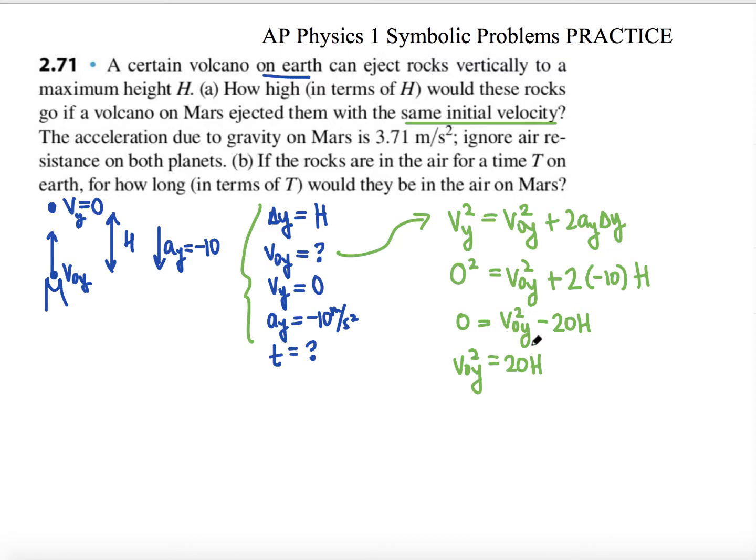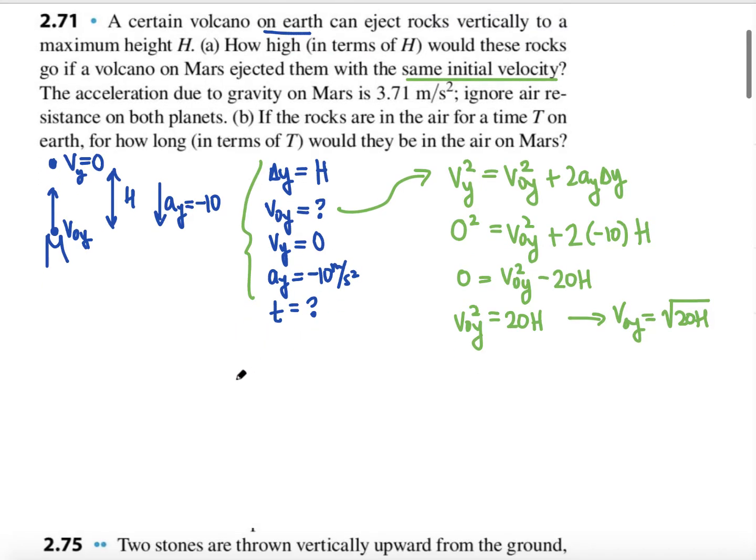Now I'm going to leave that alone for right now. You are welcome to, if you want to, go one further step and say v initial y equals the square root of 20h, but as you'll see in a moment, we don't necessarily need to do that. So now let's go on and look at part 2, where we're on Mars.